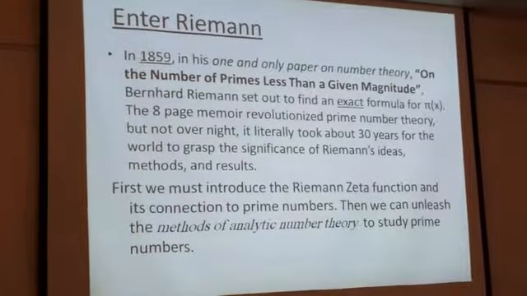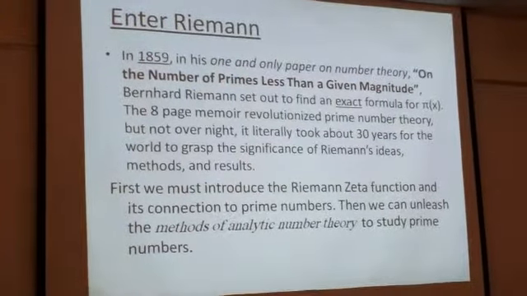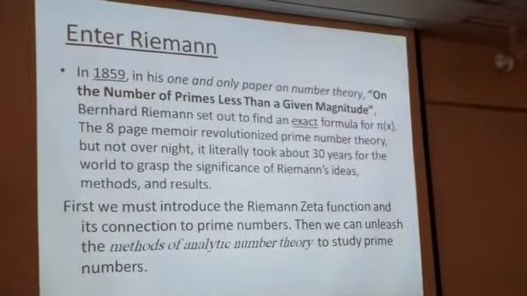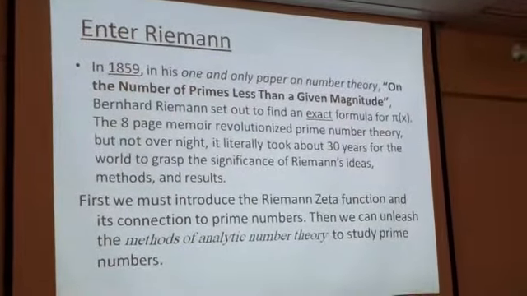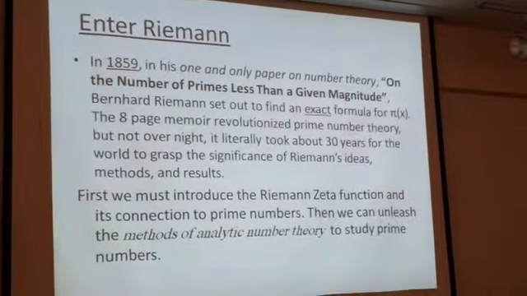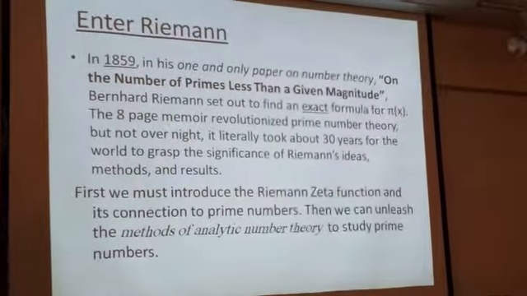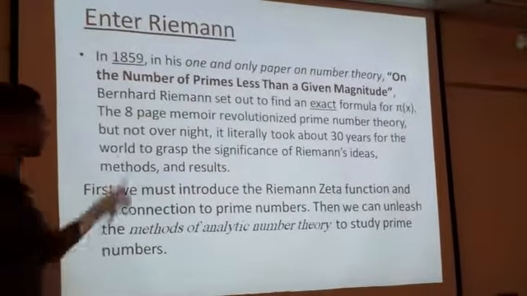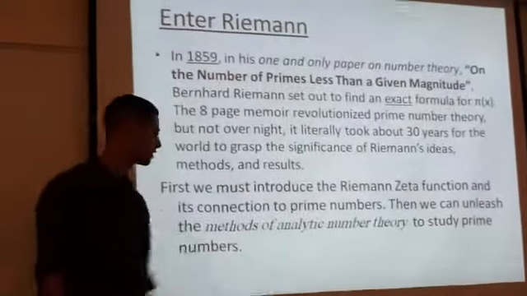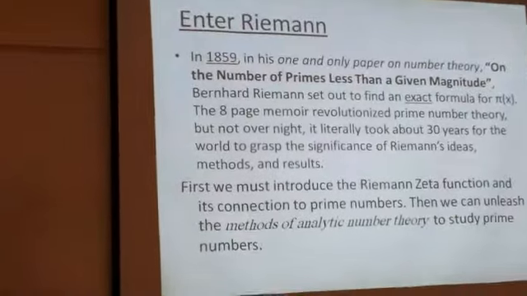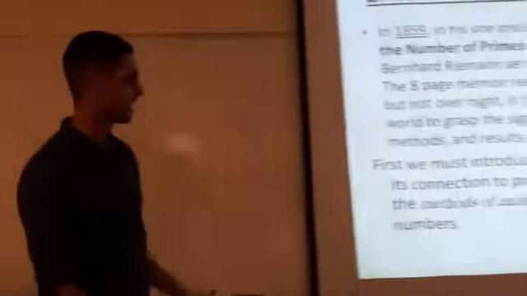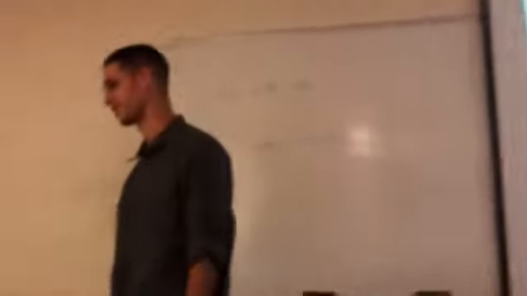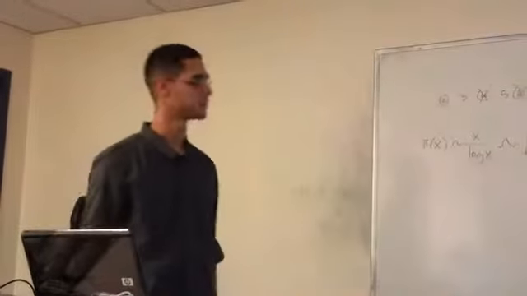We are going to more or less talk about that, but if I have time at the end, I'll go back to this exact formula. But before we can get more in depth into the study of prime numbers, to look for this pi of x, we need to introduce the Riemann zeta function. This is what we're all here to learn about. And then we can unleash the methods of analytic number theory to study prime numbers.